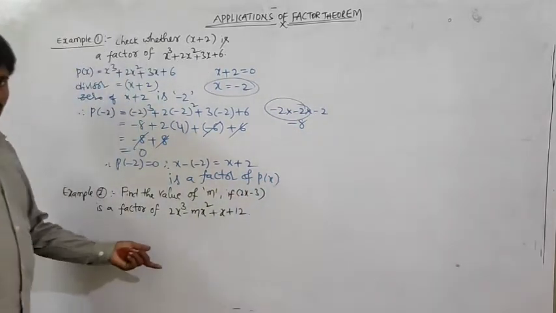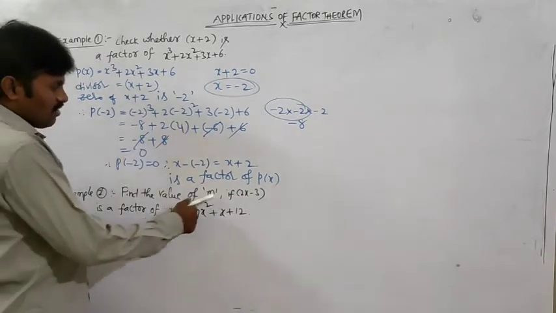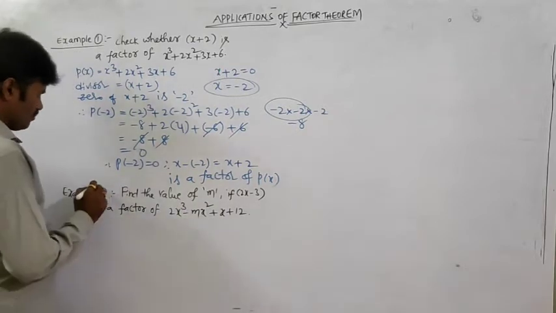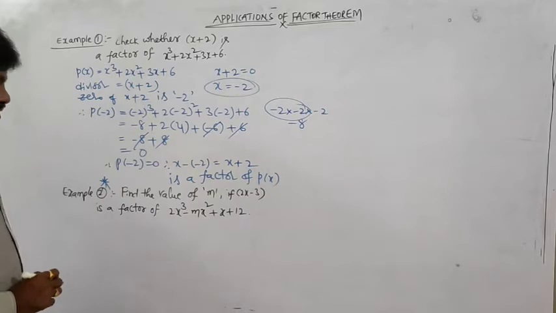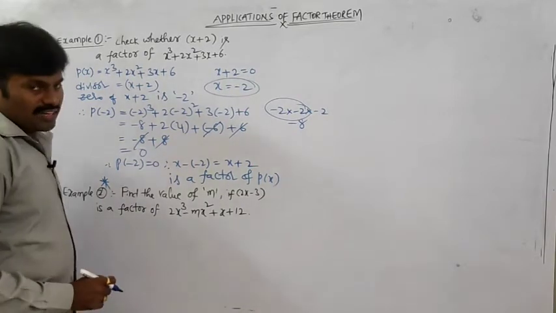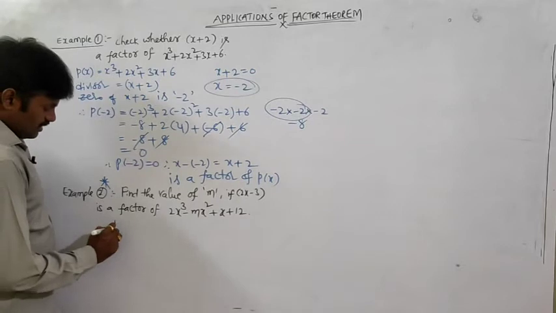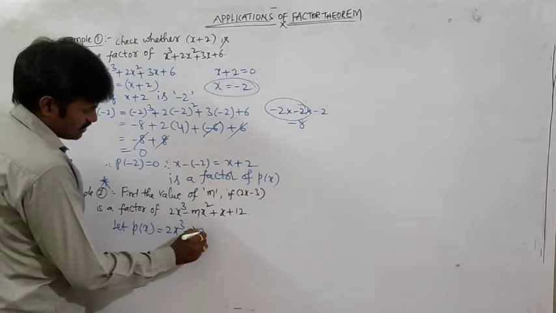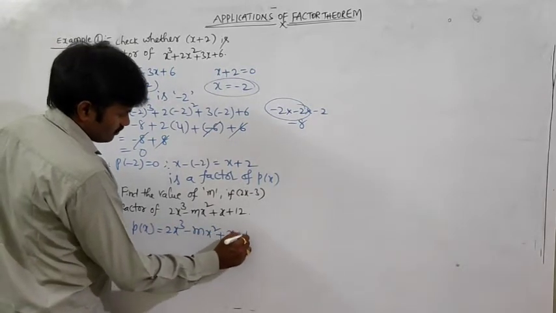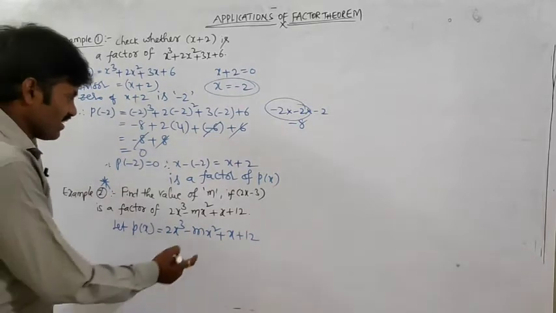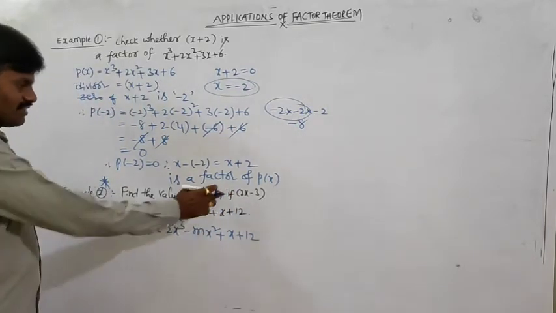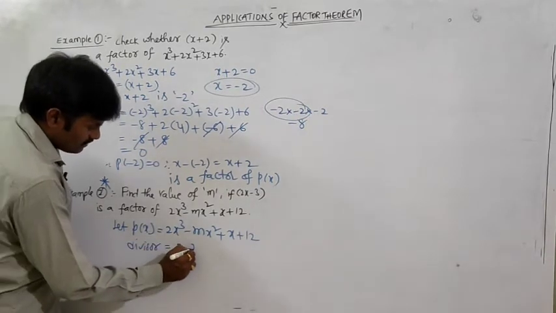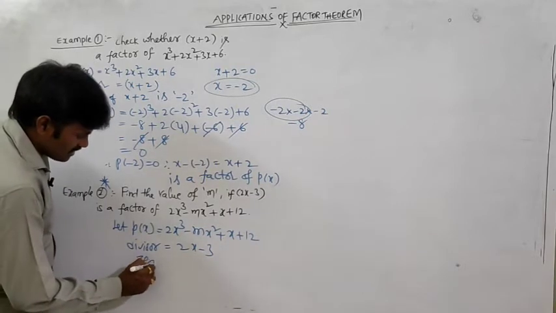Let us observe the second problem. Find the value of m if 2x minus 3 is a factor of 2x cube minus mx square plus x plus 12. A most important model, a selected model, for all competitive exams also. So let p of x be equal to 2x cube minus mx square plus x plus 12. Next, what is the divisor here? 2x minus 3. The divisor is equal to 2x minus 3. And what is the zero of 2x minus 3?